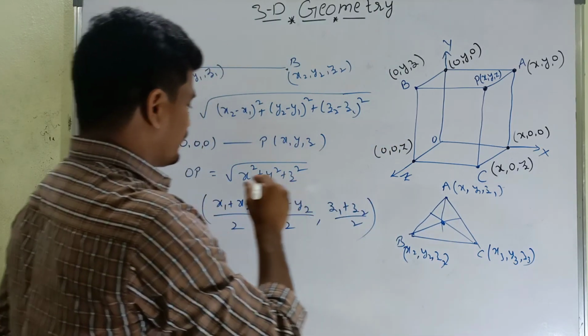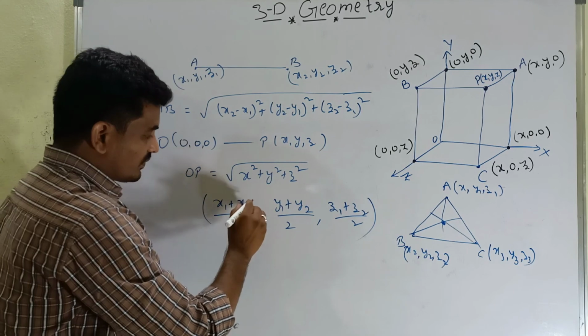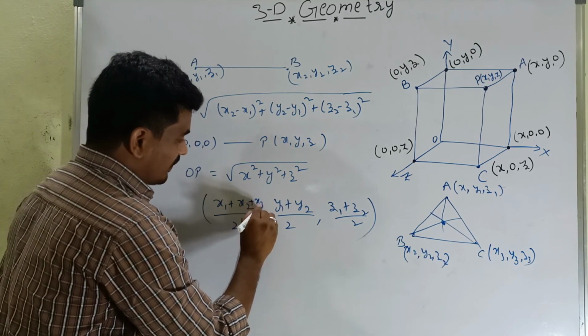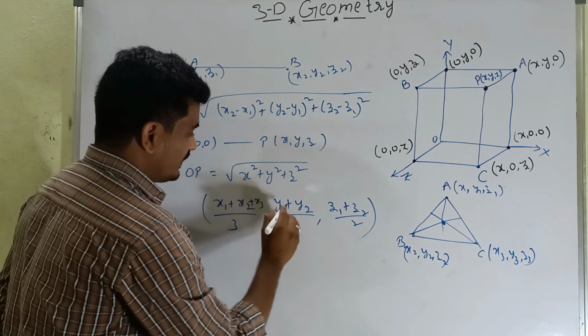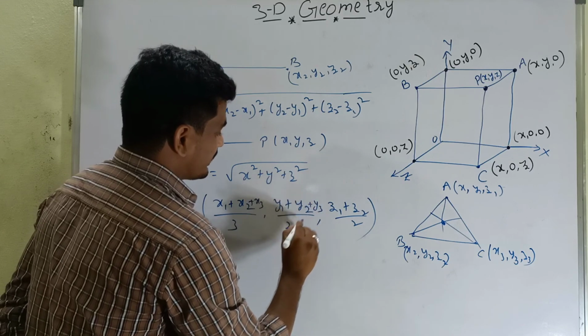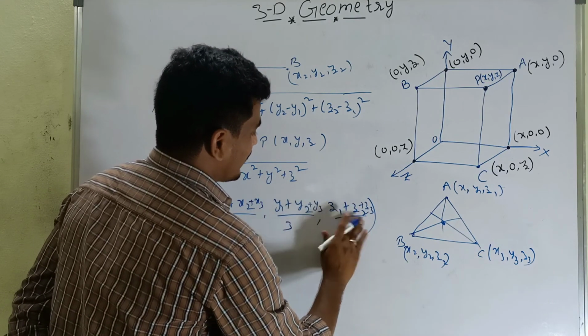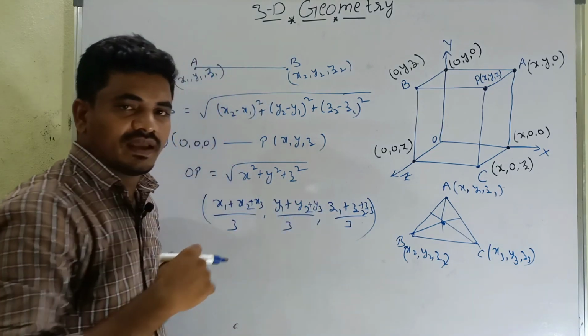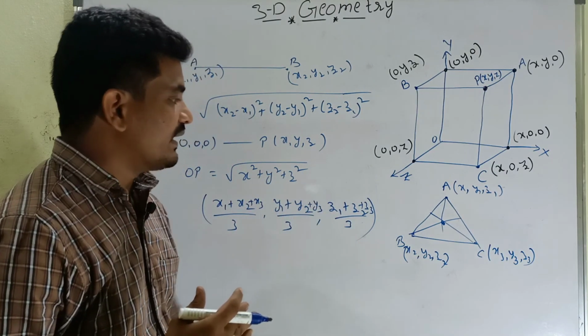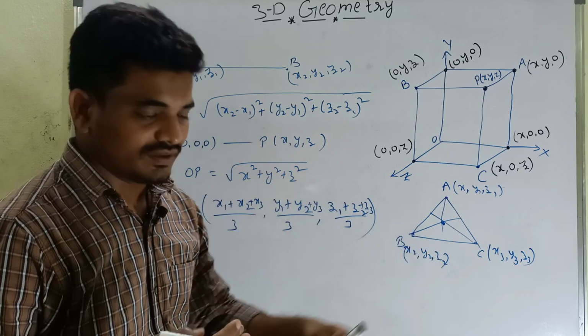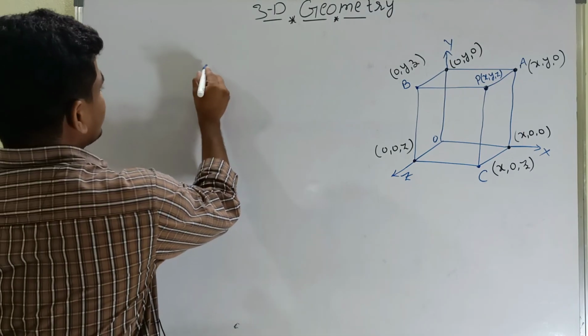To find that, we can take (x1 plus x2 plus x3) by 3, (y1 plus y2 plus y3) by 3, (z1 plus z2 plus z3) by 3. This is the centroid of the given triangle. Okay. Next term.